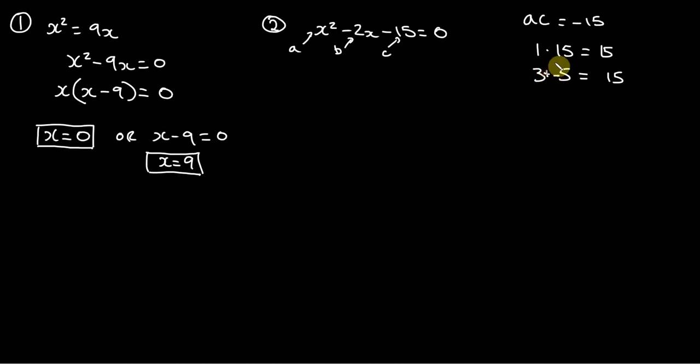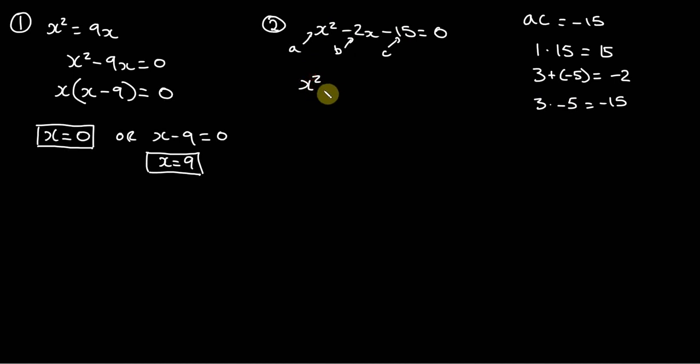Okay, so it's going to be 3 plus, oops, I should write that, 3 plus negative 5 equals negative 2, and 3 times negative 5 equals negative 15. So these are our two factors. So we can rewrite this equation.